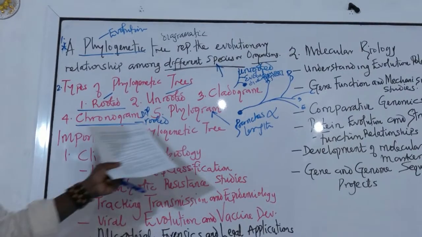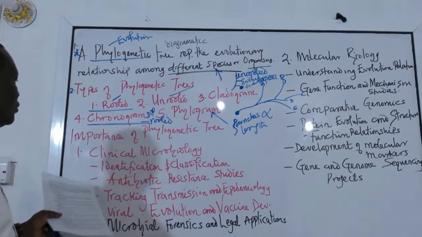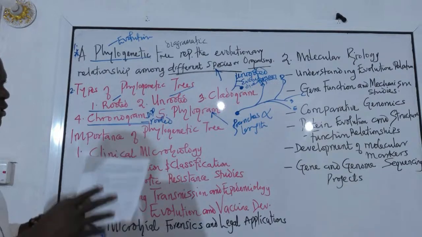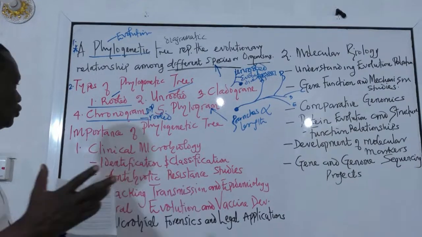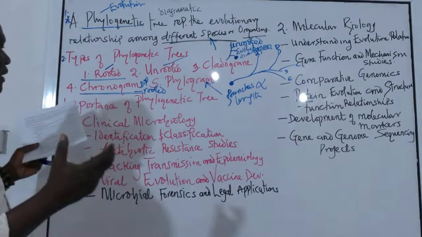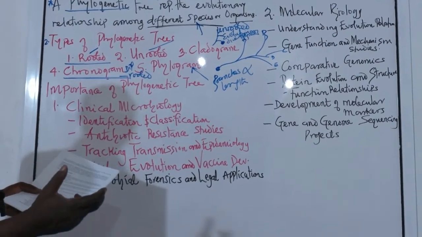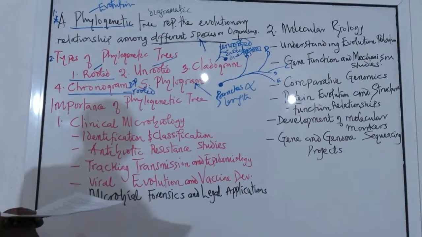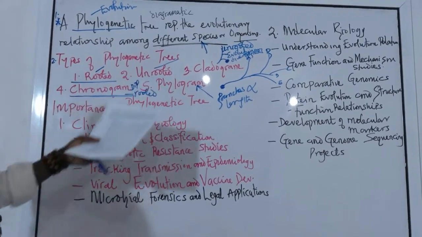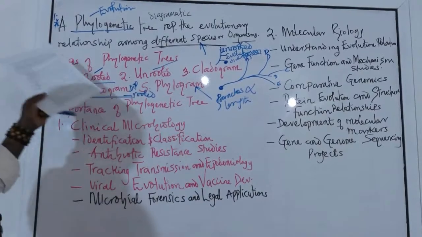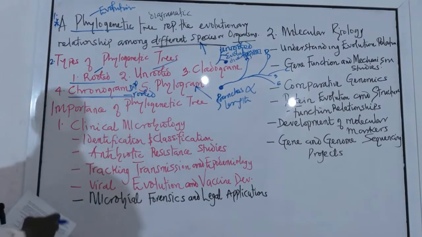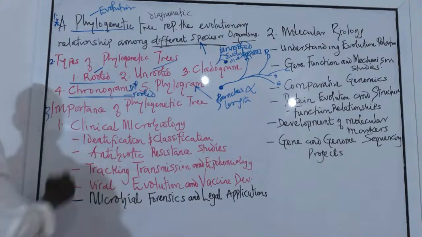I am not actually interested in letting us have the diagram of each of these so that we can differentiate them, because we just want to mention the types. By the time we get to the use of bioinformatics in plotting phylogenetic trees, we are going to see more of this. Now let's look at what the importance is.